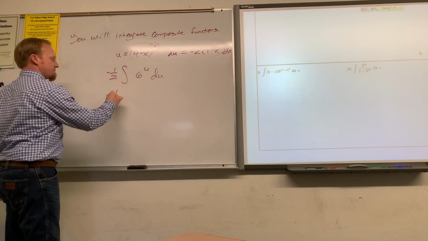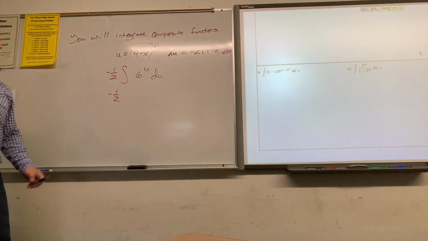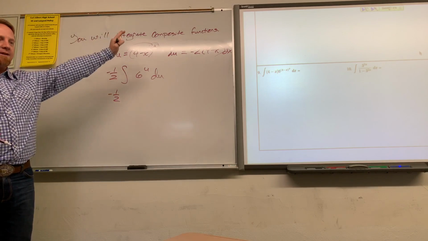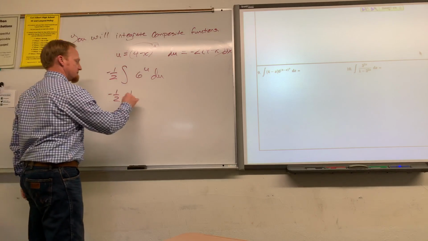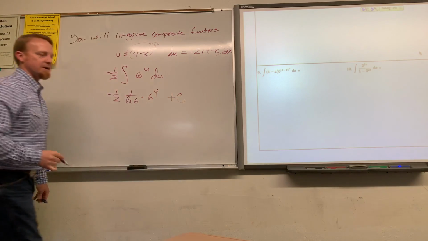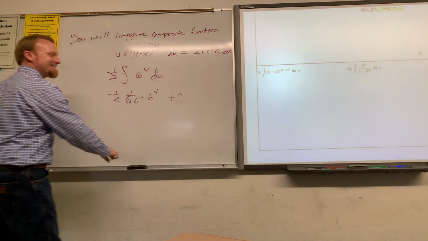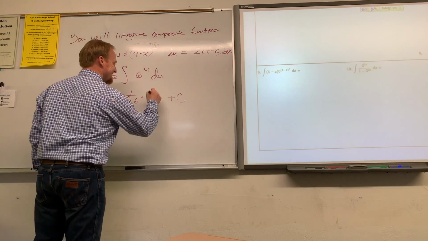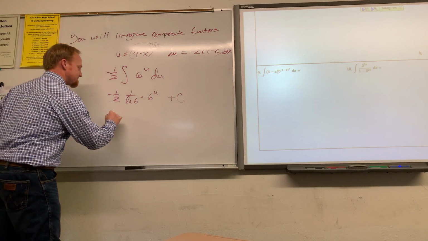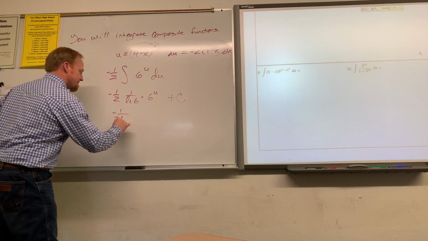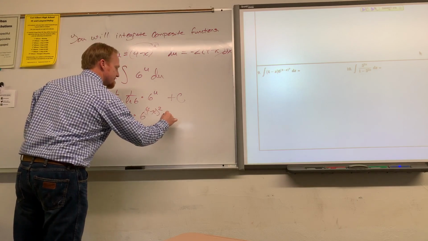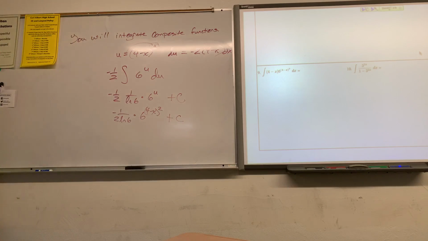All right, so I need somebody to remember, it's been a while since the start of this class, how to integrate 6 to the u. Raise your hand, please. Alidi? 1 over the natural log of 6 times 6 to the u. Perfect. Very nice. So plug in my u. There it is.